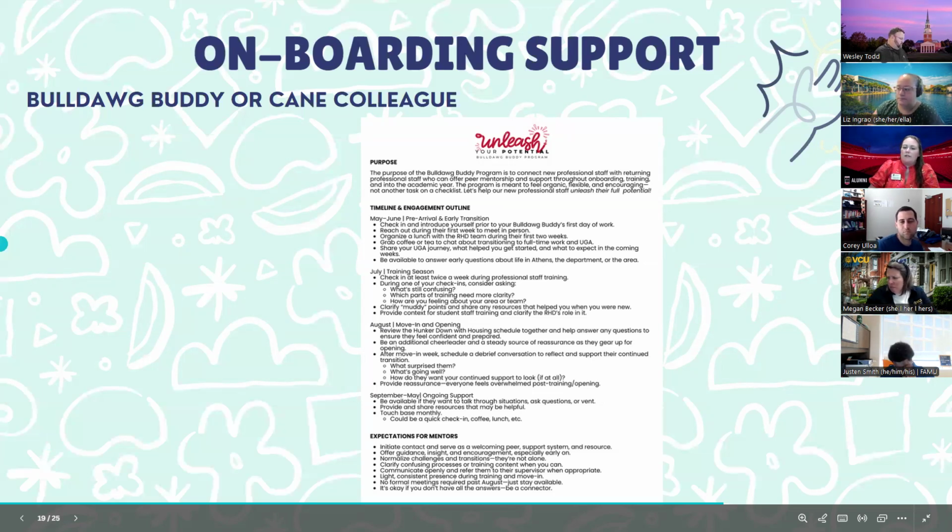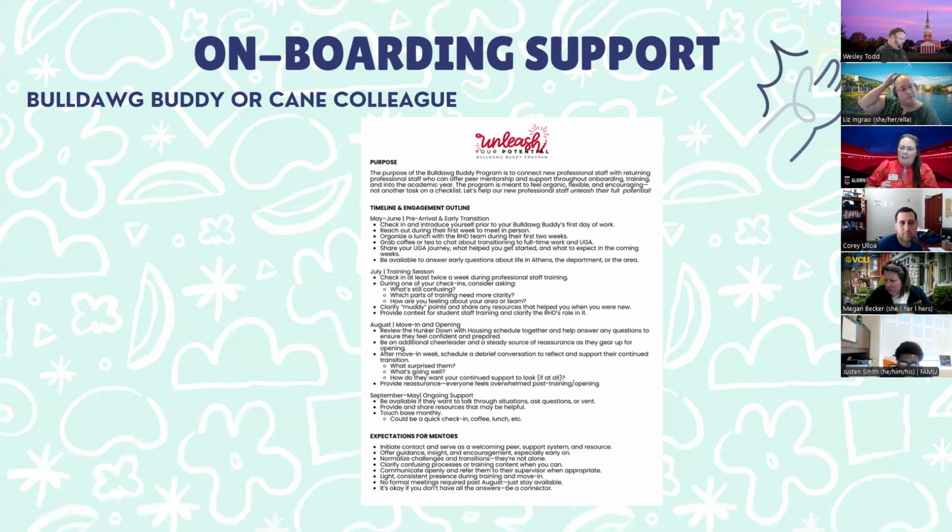So this is our overview of our Bulldog Buddy program. And so I love that Kayla still knows the name of her Bulldog Buddy. This is a program that we do at UGA. As someone starts here, they are paired with a current staff member. Like Liz said, similar to the Cane colleague, it is either a peer or someone who is a peer in another functional area who may be at a similar level in the department, that they can kind of go to and bounce ideas off of or ask questions of when they don't want to go to their supervisor, and just to help start building those connections.